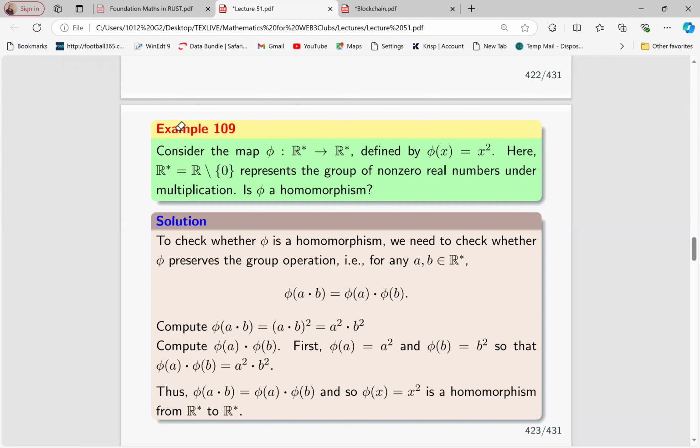Now we want phi to be defined such that every element in R is mapped to its square. For instance, the image of 2 will be 4. The image of 3 will be 9. The image of 4 will be 16. That's what this definition means: an element in R would have its image being the square of that element.